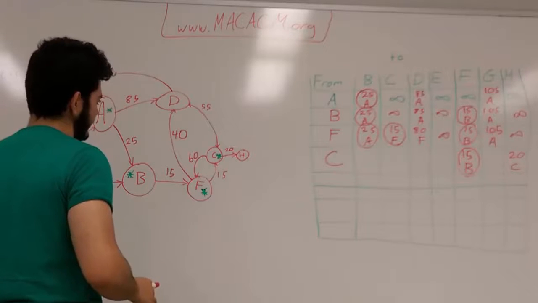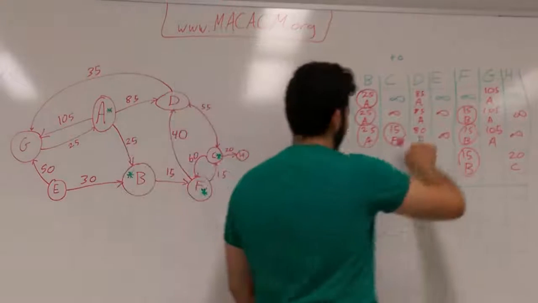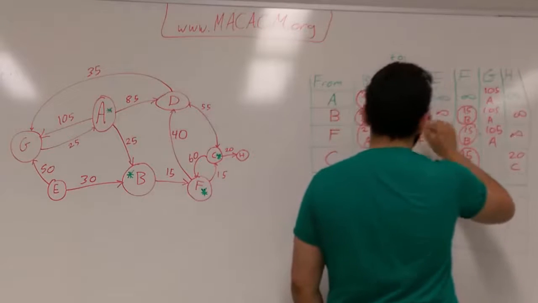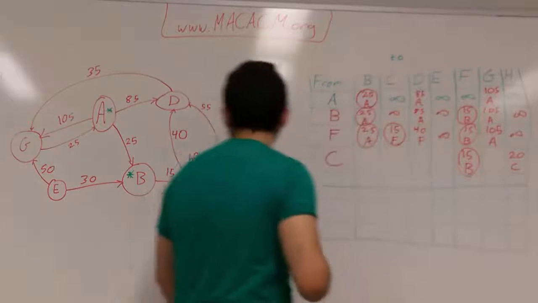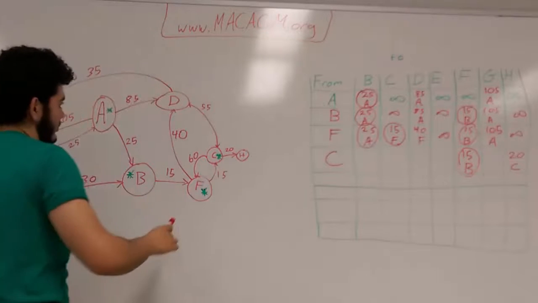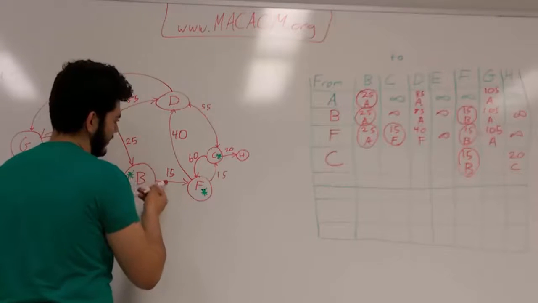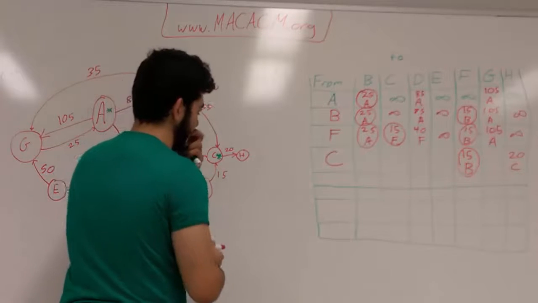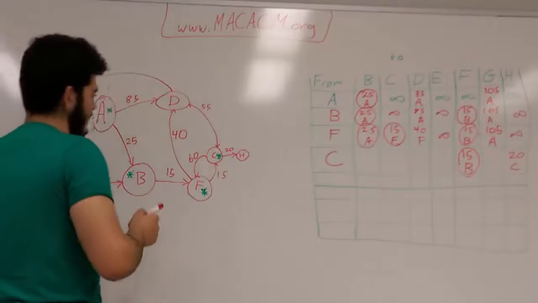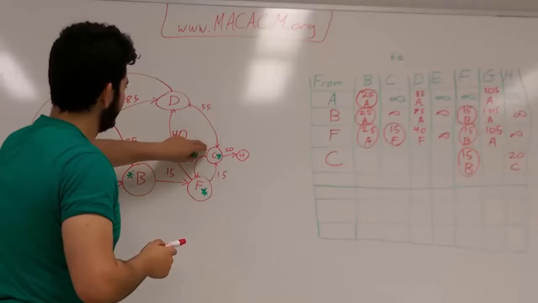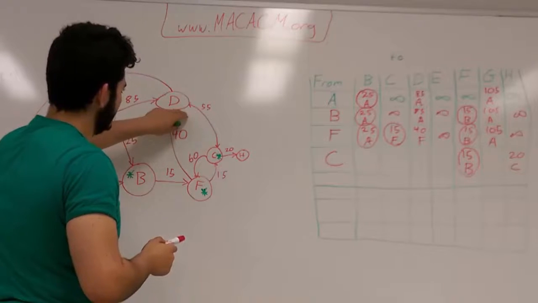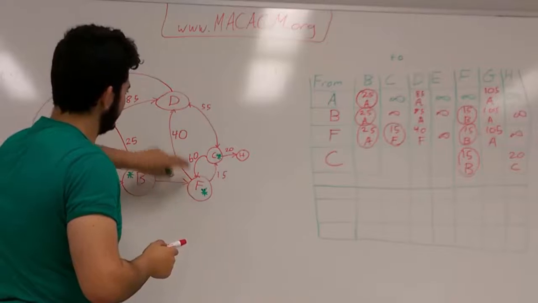Actually, that's not 80 from F, that was 40 from F. I'm sorry, that's a typo. So, if I got to C using 25, 15, and 15, is it better to spend 55 from C to D, or should I just spend 40 from F to D?